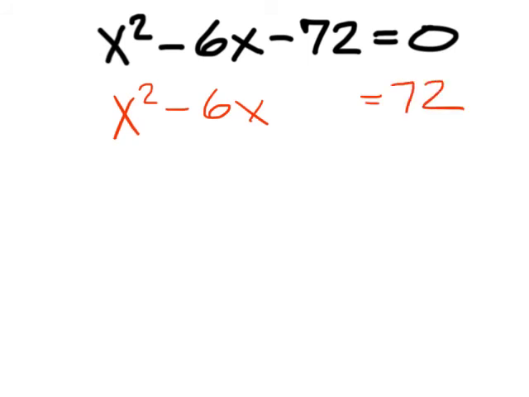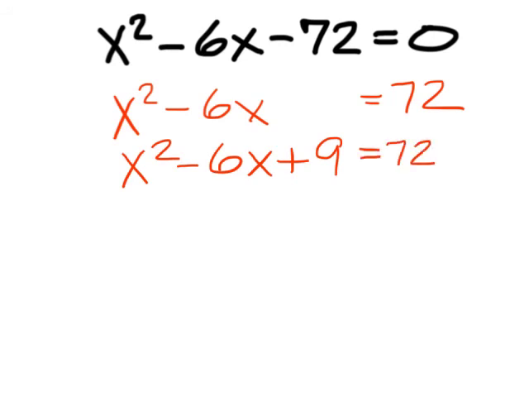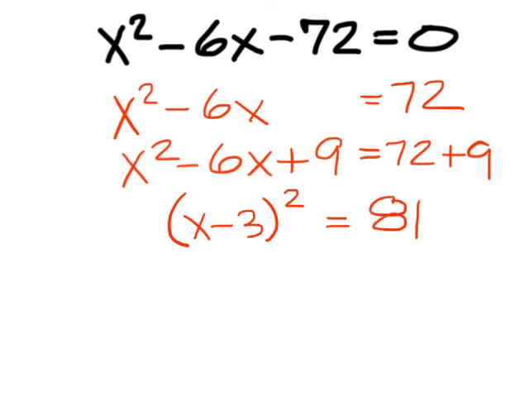Now bring up the next one. You should have x squared minus 6x plus 9. Half of 6 is 3. Square it to get 9. And add 9 to both sides. Bring up the next step. You should have the quantity squared of x minus 3 and set all of that equal to 81.